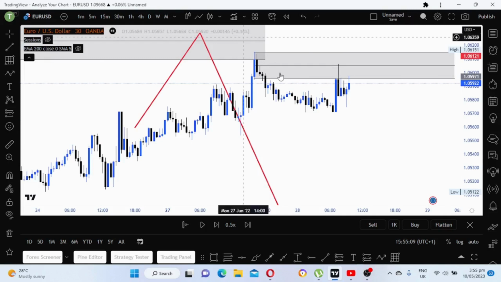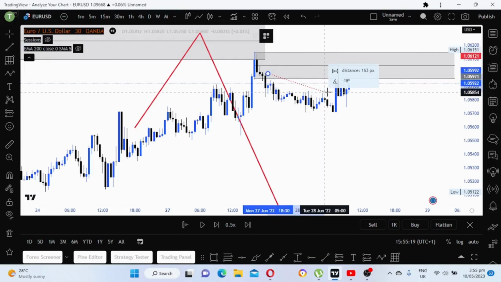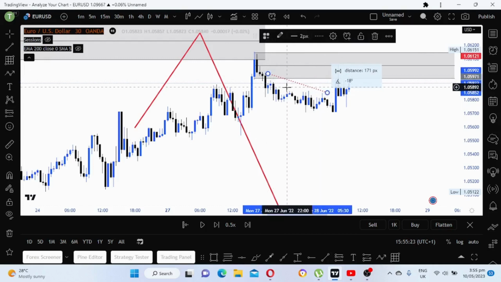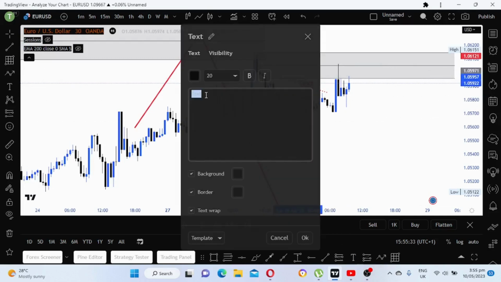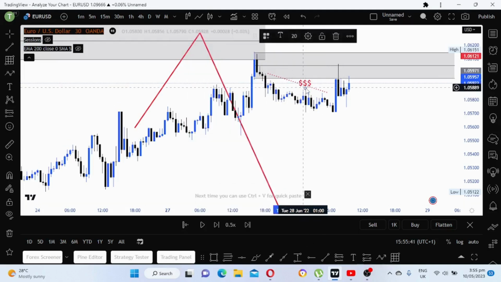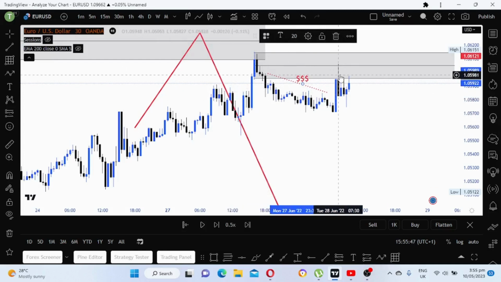You see that zone that I drew on H1. It's pretty obvious. Check another scenario here. So price did what? Price went to the liquidity at this trend line. This is what we call trend line liquidity, guys, as you can see here. Price went up to grab liquidity here.